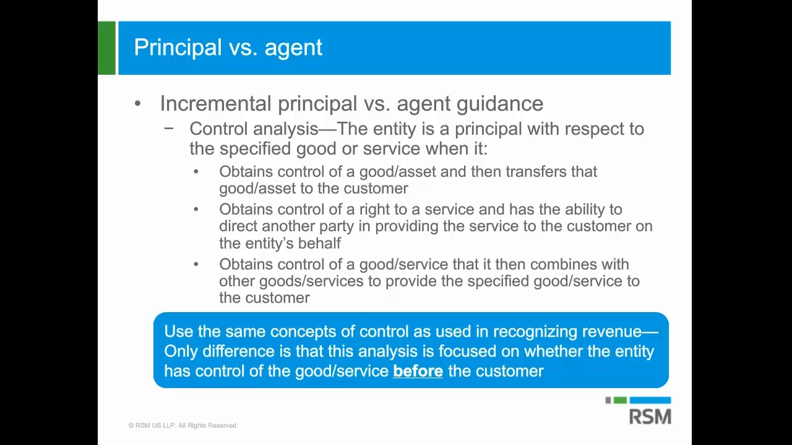The last item would say, well, are there situations where you obtain control of that good or service and then you take it and combine it with other goods or services before transferring it to the customer? So take a situation, we'll go back to construction contract accounting, where you use a subcontractor. That subcontractor is just performing part of your overall performance obligation to, say, build a house, where you're combining their work with your own work and then ultimately transferring the house to the customer. Therefore, you would meet the criteria and you'd be a principal in that situation.